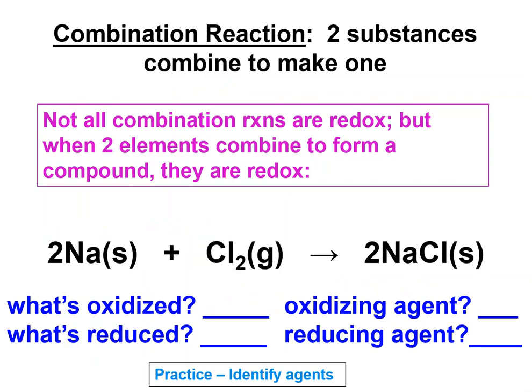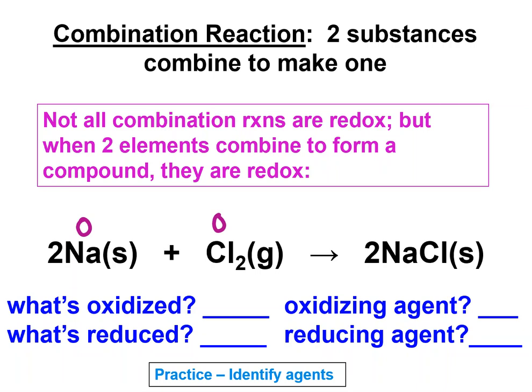Let's look at a reaction where we can use these definitions. We're going to look at a combination reaction where two elements are coming together to make a compound, and it is a redox. So let's first assign oxidation numbers. We know our first rule of oxidation numbers is that if an element is by itself, not in a compound, its oxidation number is 0. So the sodium and the chlorine here both have oxidation numbers of 0.